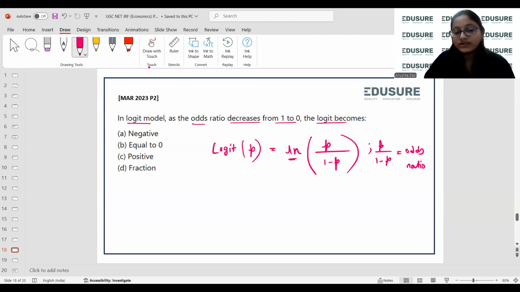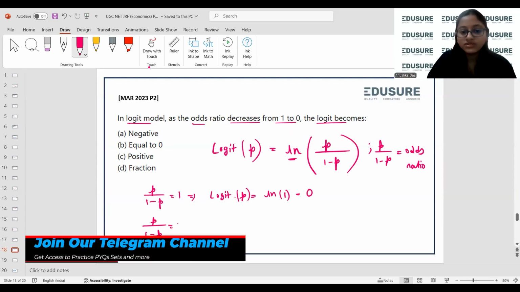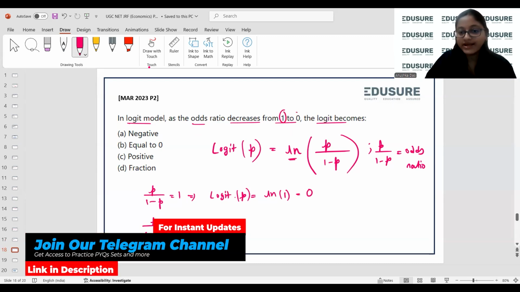Now see, in the question, the odds ratio decreases from 1 to 0. So initially 1 upon 1, this was 1. Initially it was 1. If it is 1, what was the value of Logit P? Logit P was ln of simply 1. Instead of log odds ratio, put 1 here. Log 1 is 0. So initially it was 0. Now it has gone from 1 to 0.